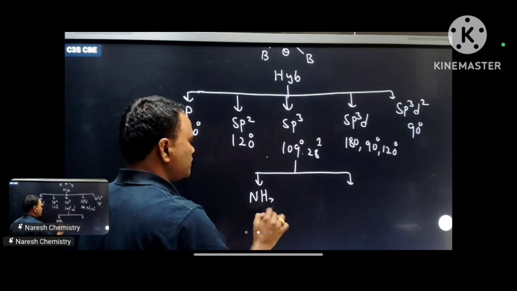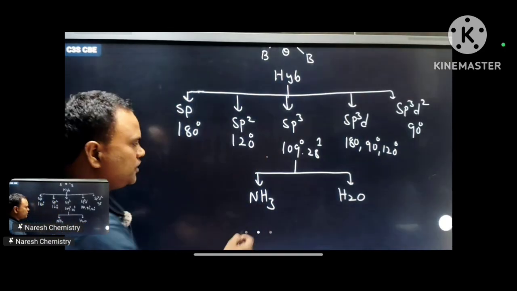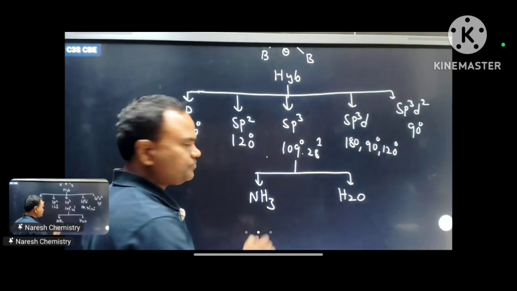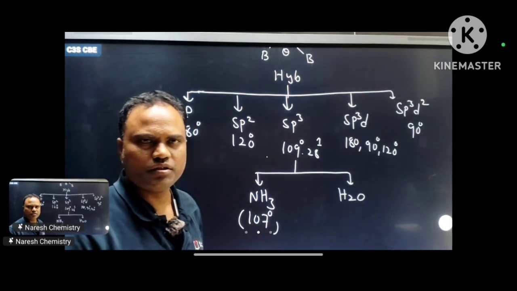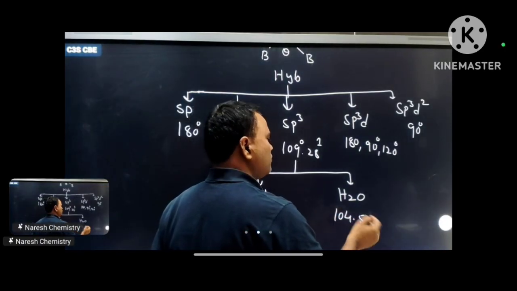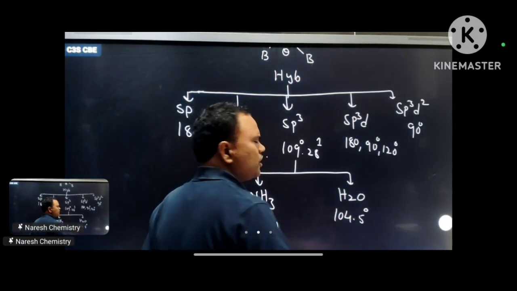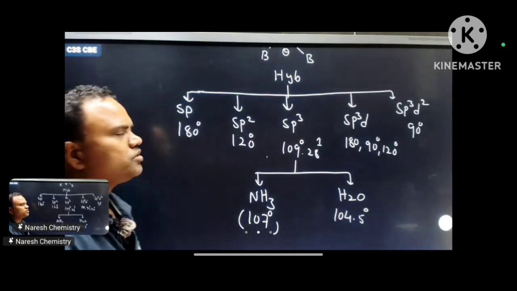They are NH3 and H2O. In NH3, what is the bond angle? You have to memorize this data: 107 degrees. In H2O, 104.5 degrees, or you can take 104. Okay, let us do some questions based on this.